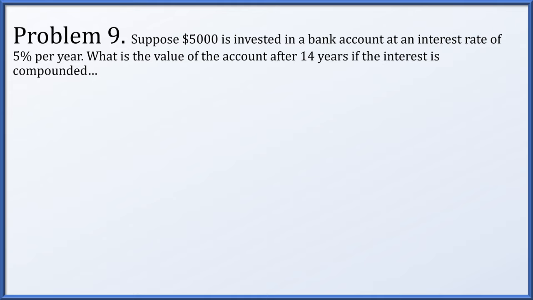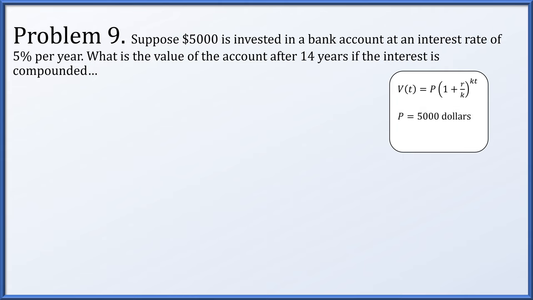Suppose $5,000 is invested in a bank account at an interest rate of 5% per year. We're going to be asked what the value of the account is after 14 years if the interest is compounded at various different stages. So let's remember that the value after t years is given by the principal times 1 plus r over k to the kt, where p, the principal, is given to be $5,000, r, the interest rate, is given to be 5%, as a decimal that's 0.05, and the time we are waiting is given to be 14 years.